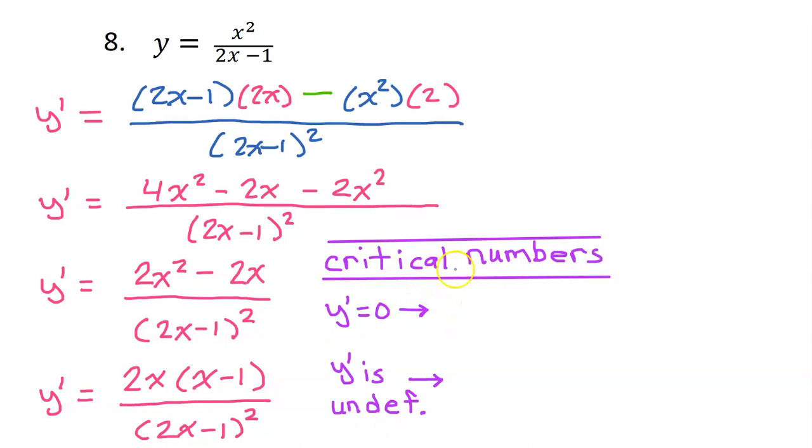Now it's time to find the critical numbers. The critical numbers are the values that cause y prime to equal 0 or be undefined. The y prime will equal 0 when the numerator is equal to 0. So looking at the factors in the numerator, that tells us x is equal to 0 and x equals 1. These are the critical numbers so far. Y prime will be undefined when the denominator is equal to 0. Setting this equal to 0 gives us x equals 1/2. So we have these 3 critical numbers.